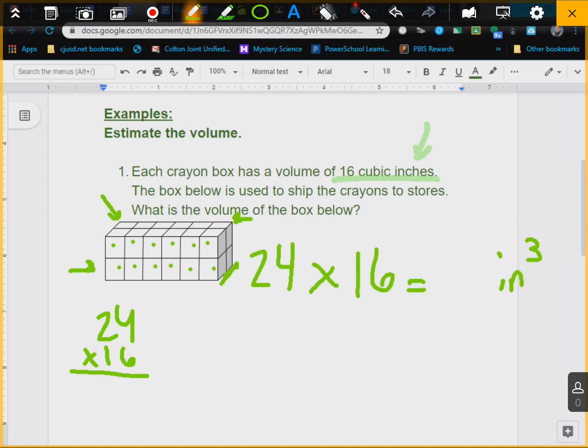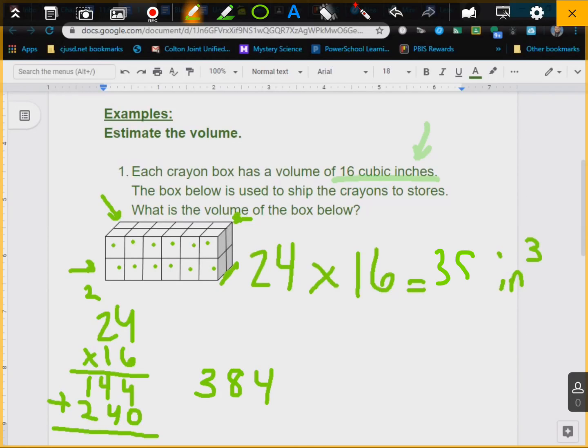Okay? 6 times 4 is 24. 1 plus 2 is 3. Add a 0. 4, 2. Okay, I'm just going to add over here. 4 plus 0 is 4. 4 plus 4 is 8. 2 plus 1 is 3. It's going to be 384 cubic inches. All right? That's all there is to it. You're just multiplying. Okay, 384 is your answer.